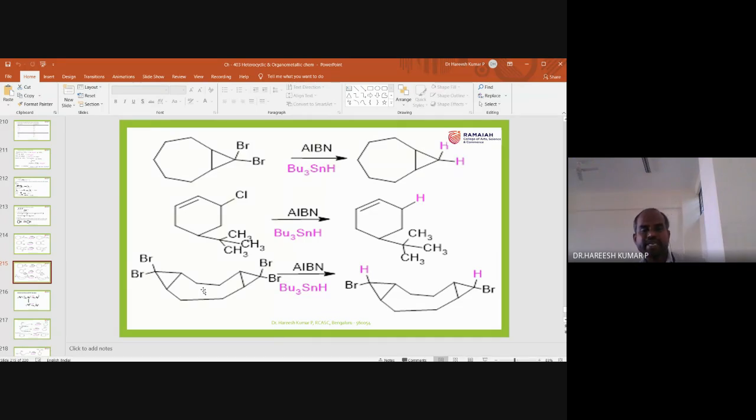So what is happening here? One of the halogens is replaced with hydrogen. Okay, you can write the mechanism. I will tell you one more example also. There a rearrangement is involved. So that mechanism also you can write. So with this, I will go to the next slide.